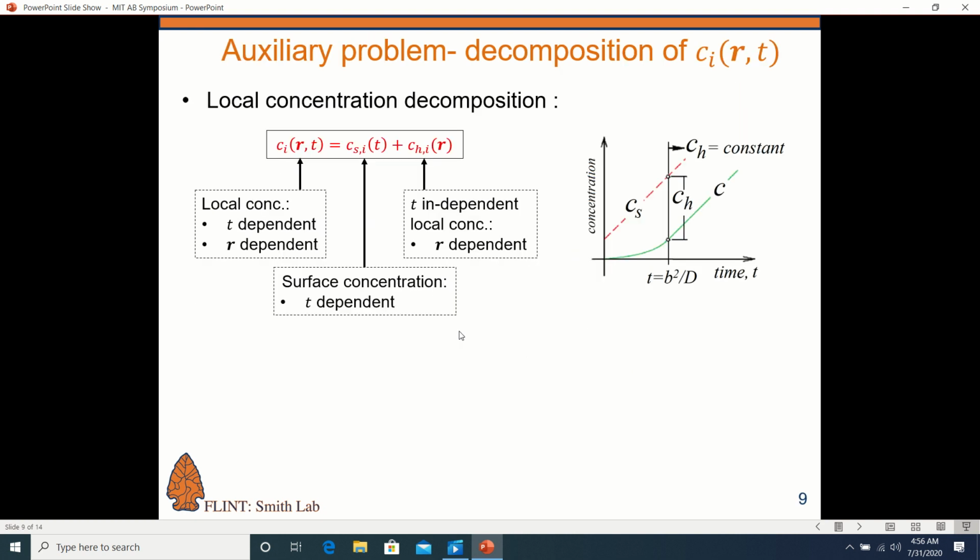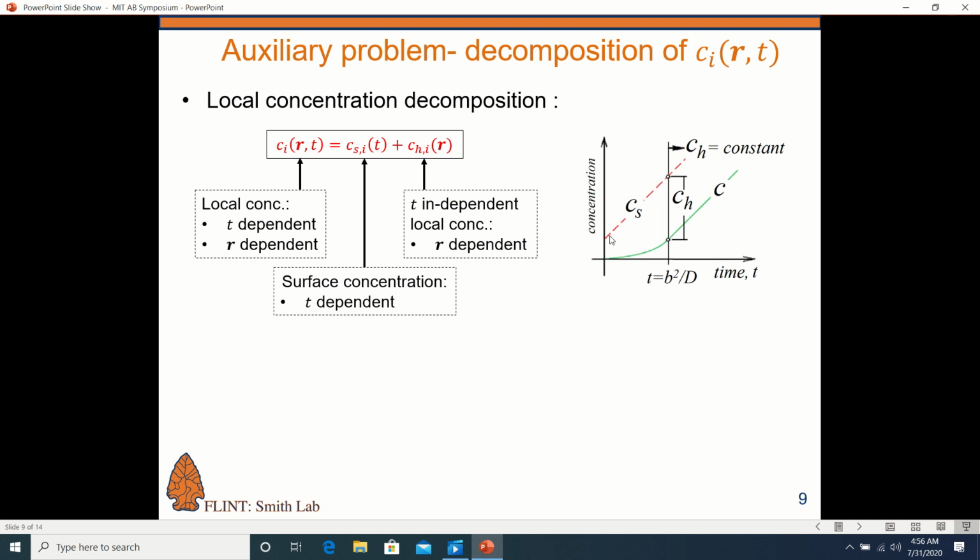So we define the auxiliary problem based on the decomposition of the concentration into two components. The first one is the uniform surface concentration, which is only a function of time, and the second one is a time-independent contribution to the local concentrations. This idea was motivated by this figure.